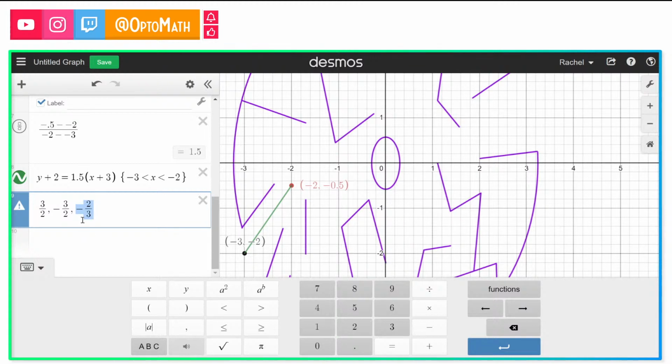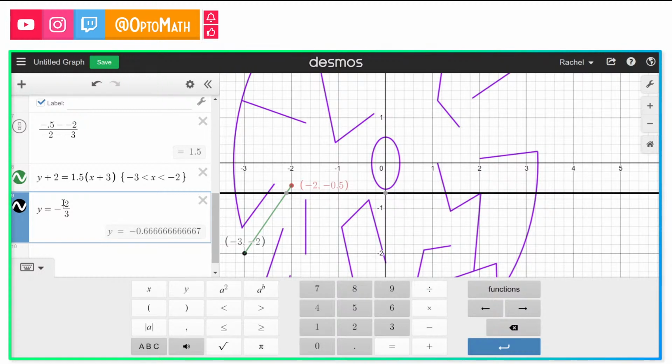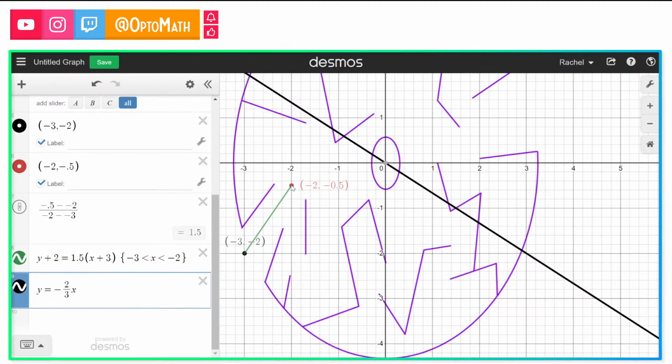So let's use this slope, and I'm going to go ahead and just delete the rest. Let's start by doing y equals, because remember, we're deciding to do slope-intercept. Y equals negative 2/3 x. So now we see that the slope is there, our line is there. It's way too far up, though, because we want to intersect this point, the red point. So we want to keep our ends close to each other.